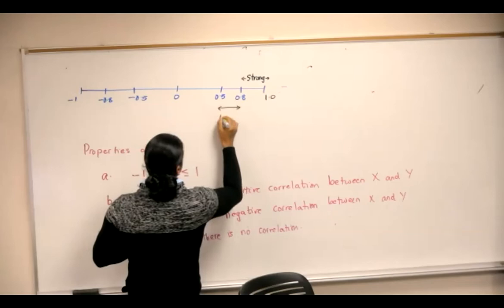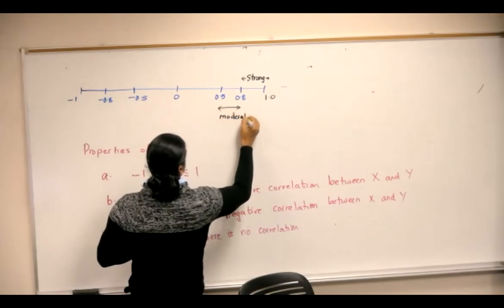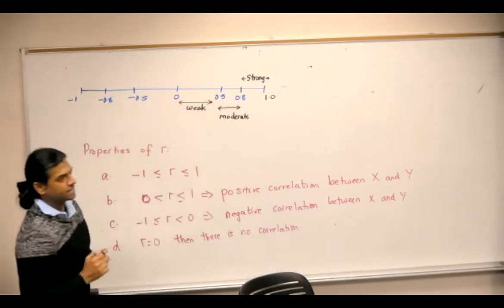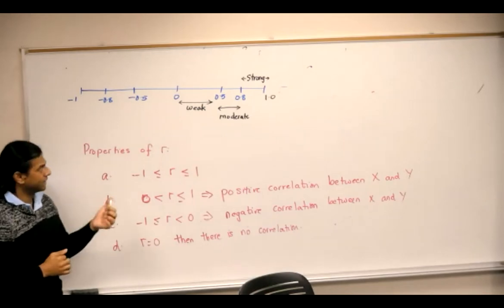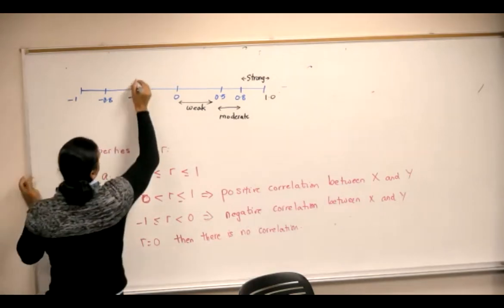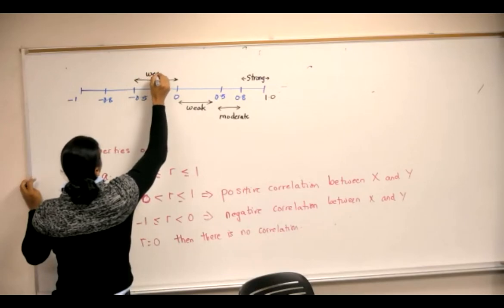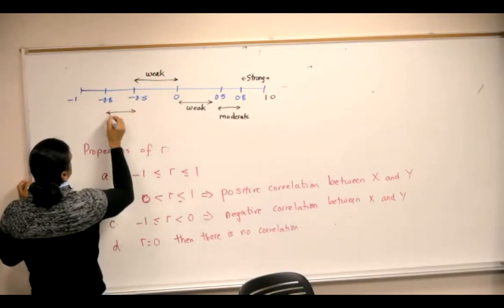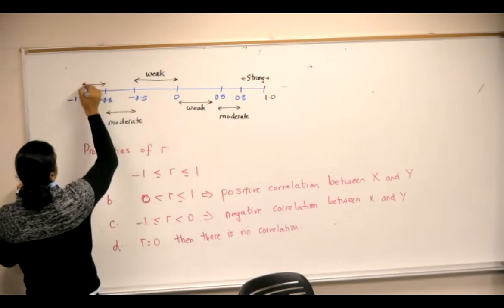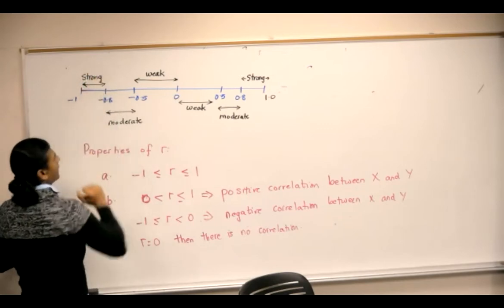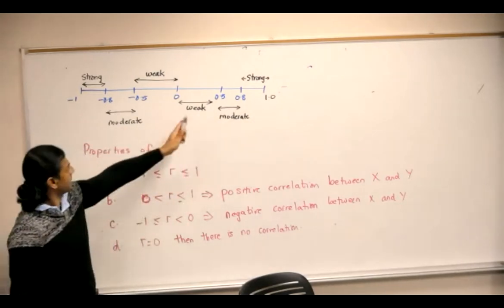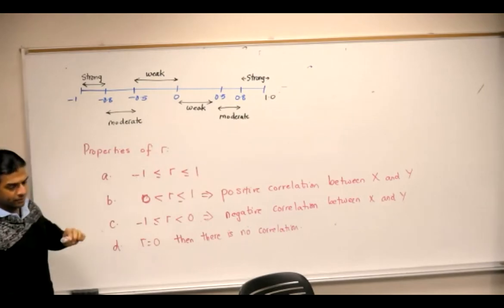Somewhere here, moderate. Between 0 and 0.5, it is weak correlation. Same on the other side. Between 0 and negative 0.5, it is weak. Negative 0.5 and negative 0.8, moderate. And over there, it's strong. The only difference being, on this side we have strong positive correlation, and that side we have strong negative correlation.